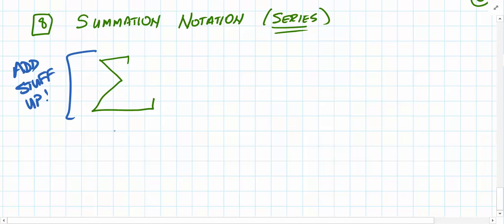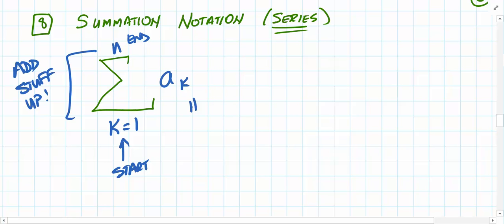So down below is where you start. For example, it'll say like k equals 1. This is where you start. And then we'll go to n. This is where you end. And then this is going to be a sub k. This is going to be the how. Okay? So you have a start, an end, and a how. It'll make more sense when I show you an example. But these are all the basic parts or the components of summation notation.